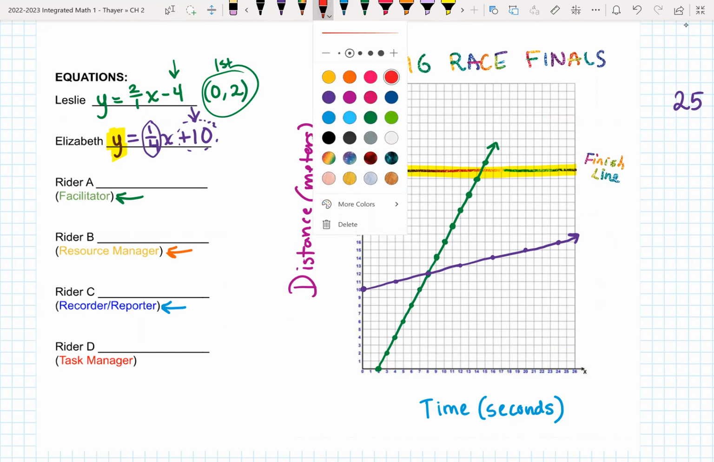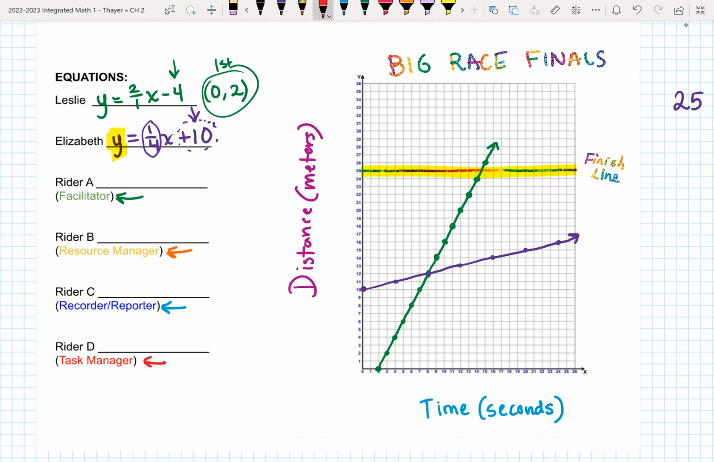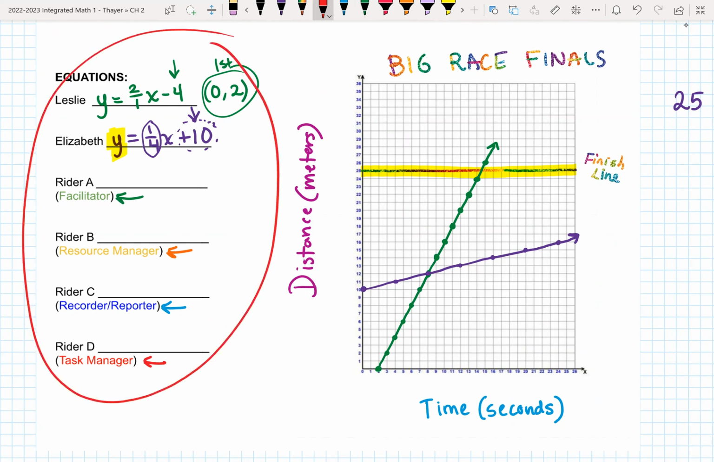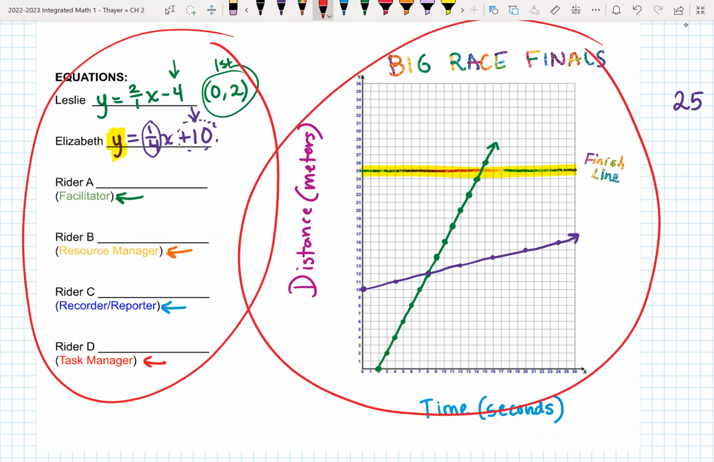Now keep in mind, if you are absolutely stumped with your clue and require assistance from your team, that's fine. Communicate your clue to your team with your words and then figure it out together what the equation is. Otherwise, if you get the equation, great. You all can share your equations with each other and write them down so that you can create your awesome graphs over here and see who's going to win the big race finals.